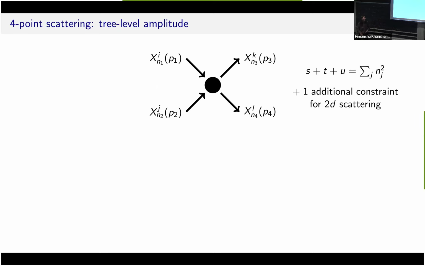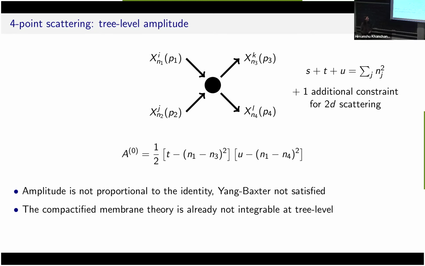So what about the scattering of this type, where now the external particles can also be massive? In this case, let me just show you the amplitude A0, which takes this form. Because again we are in 2 dimensions, there is only one free Mandelstam variable. The sum of S, T, U is the sum of the mass squared, but there is one additional constraint that you can impose. The conclusion is that the amplitude is not proportional to the identity, and you can also check that the Yang-Baxter equation is not satisfied. So this compactified membrane theory is already non-integrable at tree level. This is a kind of classical statement.